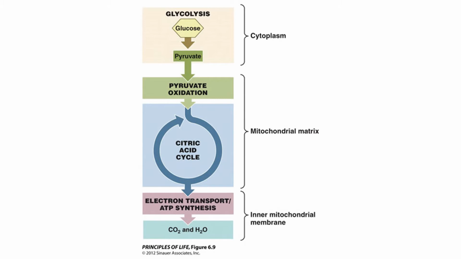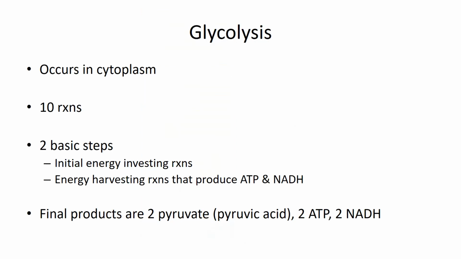After the citric acid cycle, products are created. They're going to fuel electron transport, and that's going to cause ATP to be synthesized at a really high rate, and a really high amount of ATP is synthesized. Finally, you'll end up with carbon dioxide and water that are expelled from the mitochondria and sent out of the body as waste products.